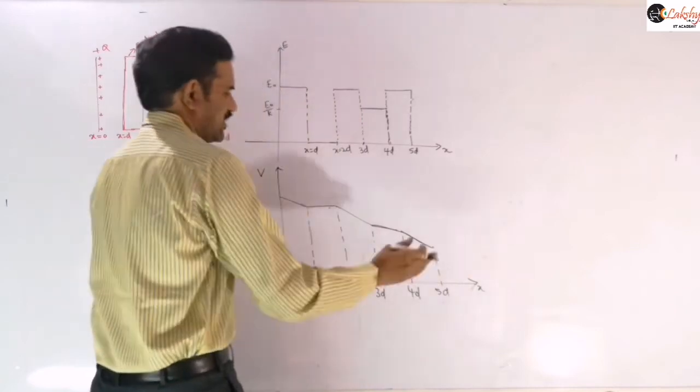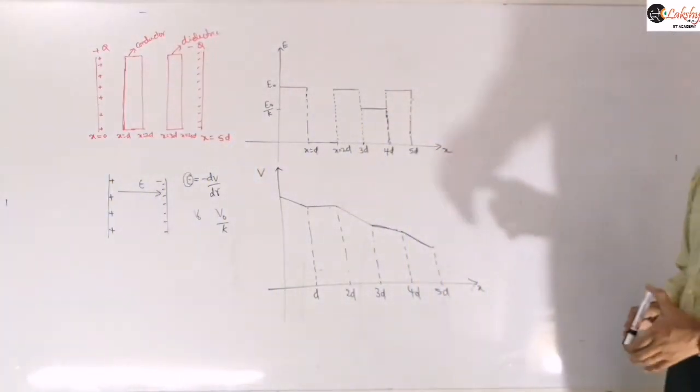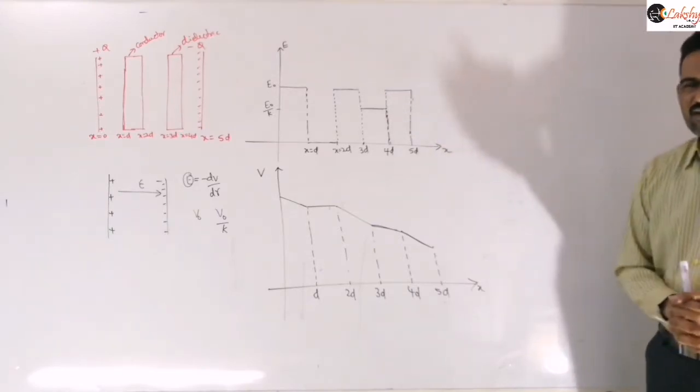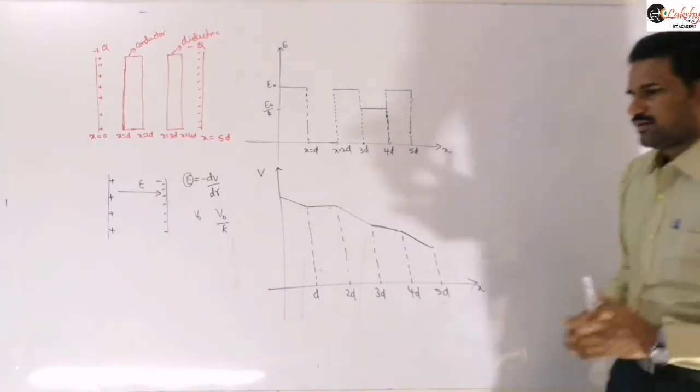So this is the variation of the potential when you are moving from the positive plate to the negative plate. These are the variations of the field and potential. This type of question is also very important in dielectrics.